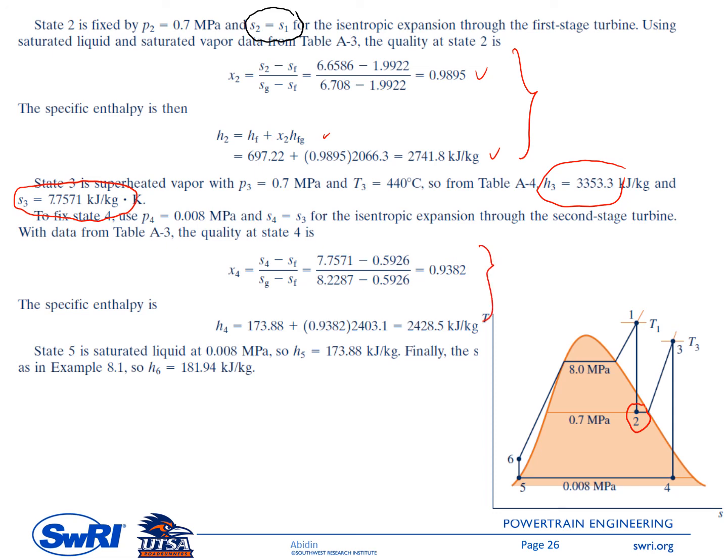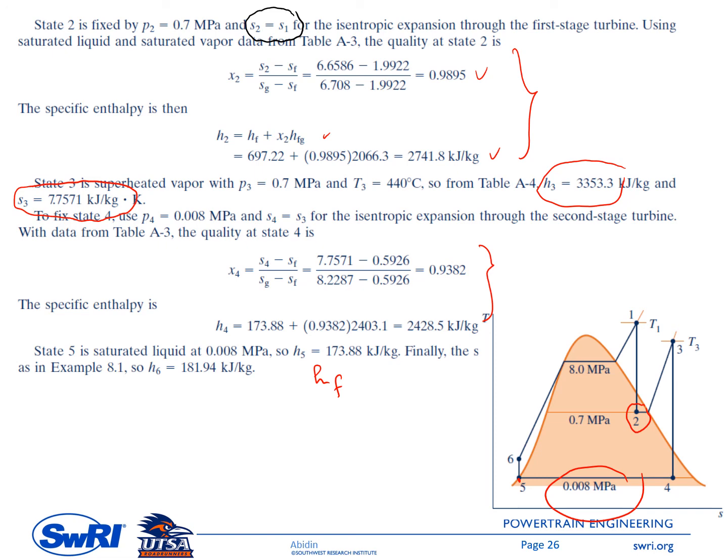Okay, so X4 is 0.9382. And then H4 is 2428.5 kilojoule per kilogram. And then state number 5, it is saturated liquid at 0.08 bar. So you use table A3. So this is the pressure table for water. So H5 equals Hf at, once again, this pressure.